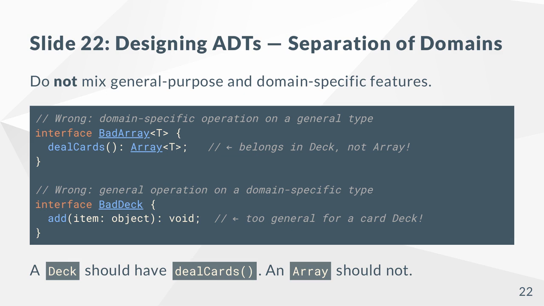Here is the second mistake. Imagine adding a general add method that takes any object to a deck type. A deck is a domain-specific type for playing cards. It should not accept arbitrary objects. That generic add belongs in a general list or collection, not in a deck. The rule is, domain-specific operations belong in domain-specific types. General operations belong in general types. Mixing them creates types that are confusing, hard to maintain, and hard to test. A deck with a generic add operation might accidentally accept a car object, which makes no sense.